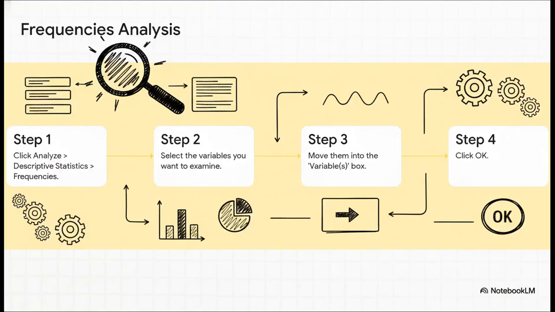To do this, we're going to run what's called a frequencies analysis. Sounds technical, I know, but it's really not. It's literally just counting things. All you do is click Analyze, go down to Descriptive Statistics, and then choose Frequencies.